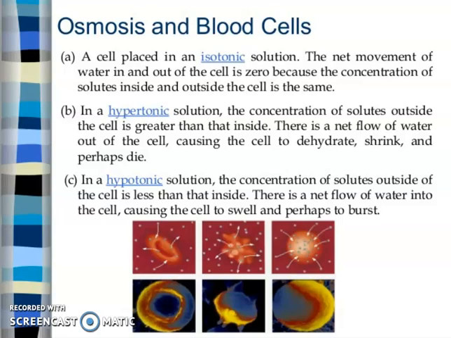There is a net flow of water out of the cell, causing the cell to be dehydrated, shrink, and perhaps die. In a hypotonic solution, the concentration of solute outside of the cell is less than that inside, and there is a net flow of water into the cell, my friend, causing the cell to swell and perhaps burst.